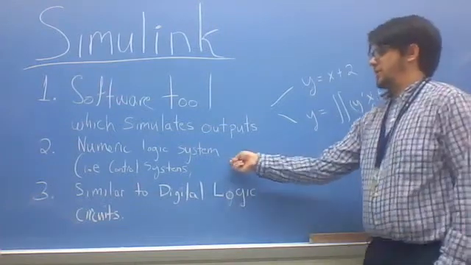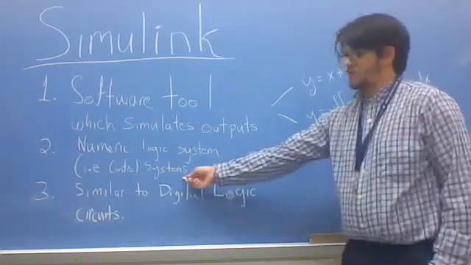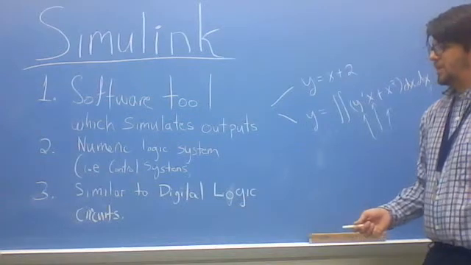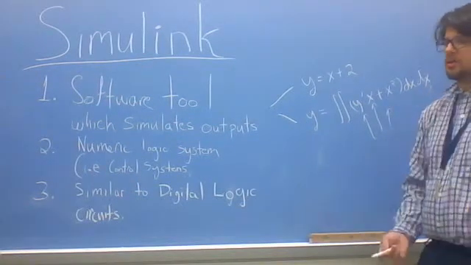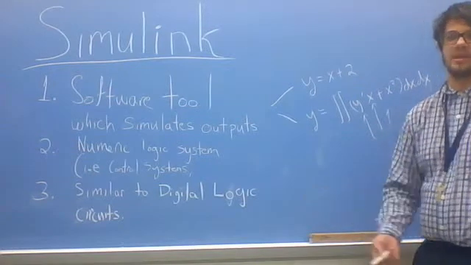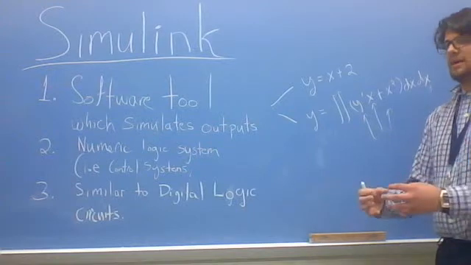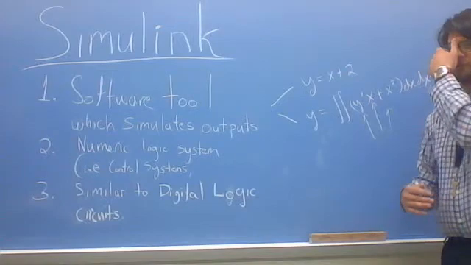The second element is that it's a numeric logic system. The first example I mean when I say a numeric logic system is that it can be used to make control systems. A control system is basically something that will help you organize information based on the behavior of the system.